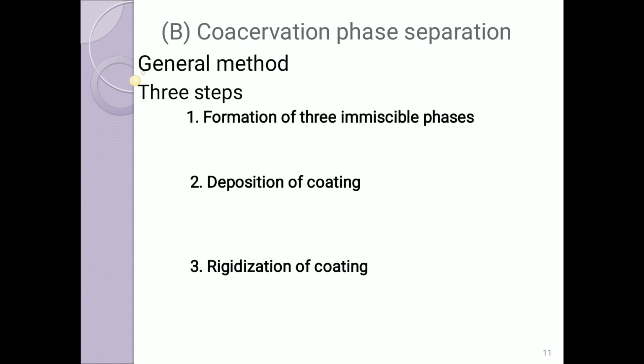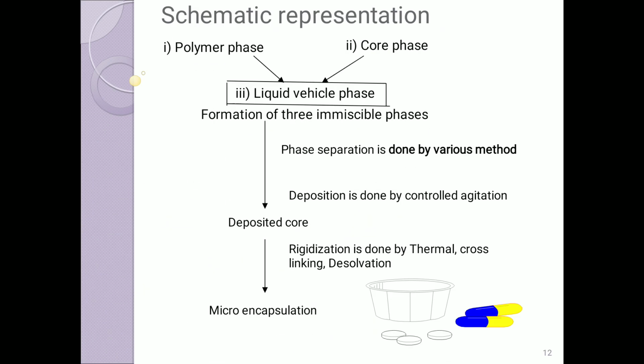The second is coacervation phase separation. If you apply the coacervation phase separation technique, there are three main steps. The first step is formation of three immiscible phases, second is the deposition, and third is the rigidization of the coating. That is represented by a flow diagram.